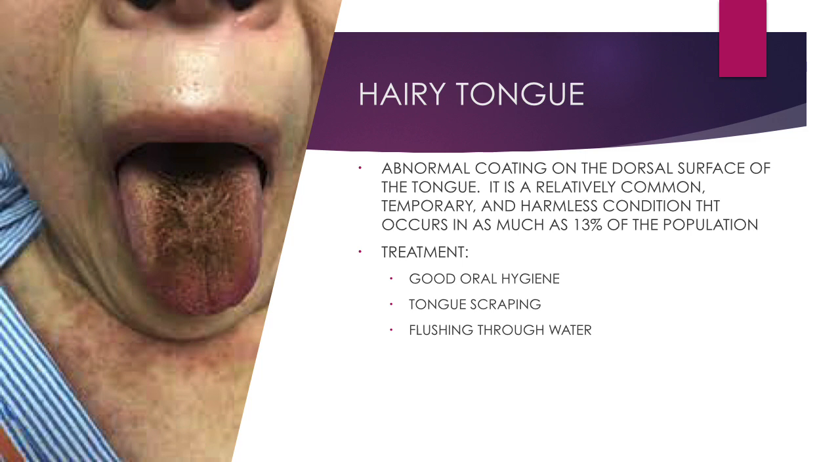Hairy tongue. Hairy tongue is a fun one. This is an abnormal coating on the dorsal surface of the tongue. It's relatively common, it's temporary, and it's largely harmless. It occurs in as much as 13% of the population.